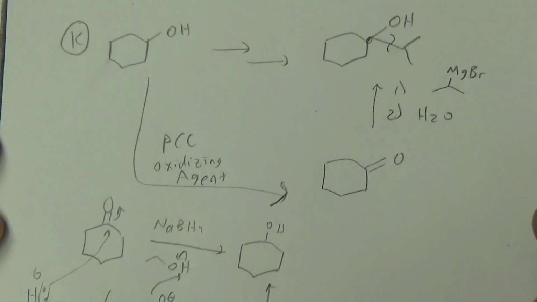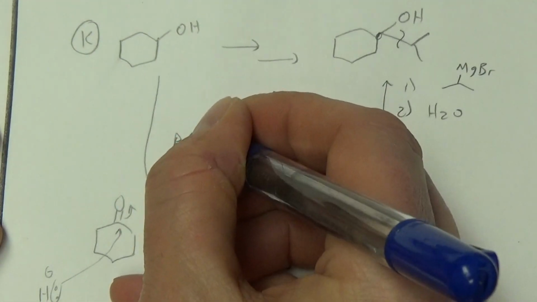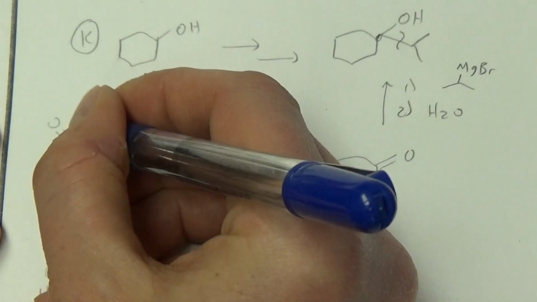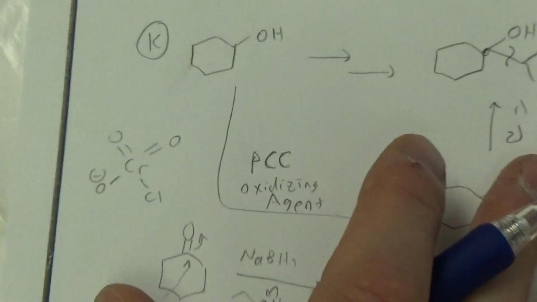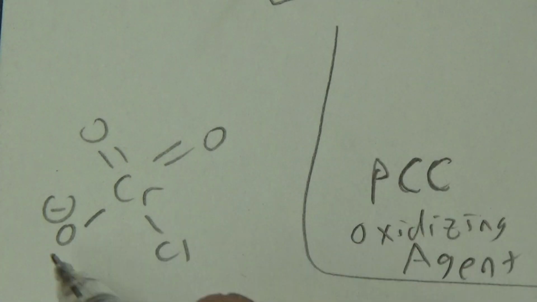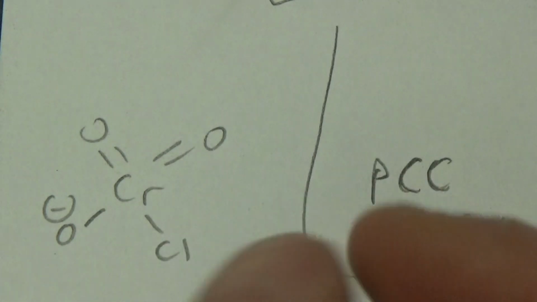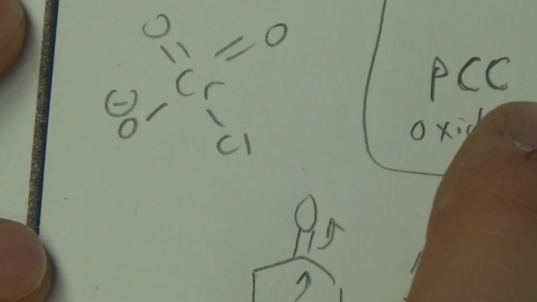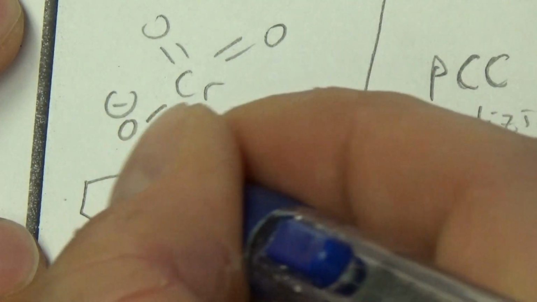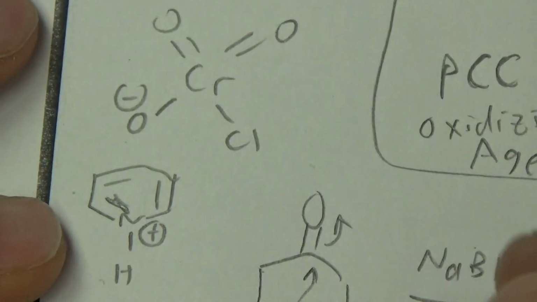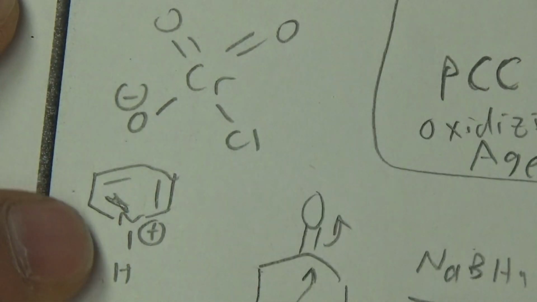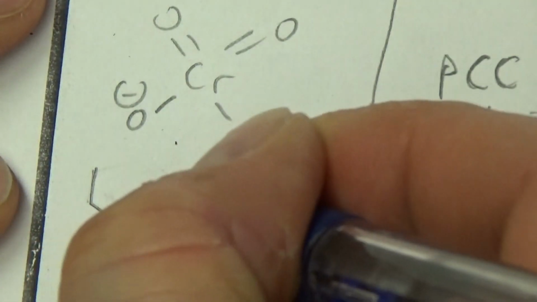If you want to review the structure of PCC, which you don't need to memorize, it's chromium, double bond O, O minus, Cl. That's PCC. There's a counter ion. It's pyridinium, which I'll draw just for reference. It's a benzene with a nitrogen in it, and an H and a plus charge. So that's not drawn too well. I'll draw it better. Try again. Nitrogen.